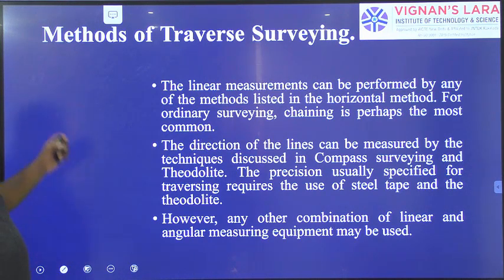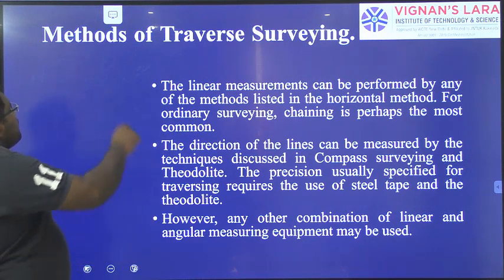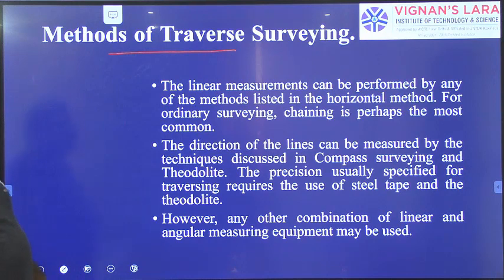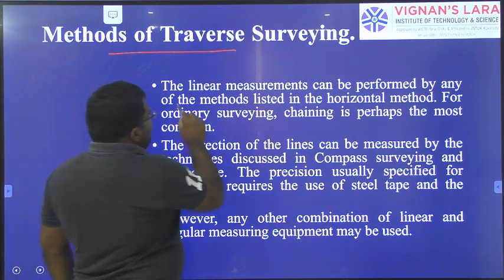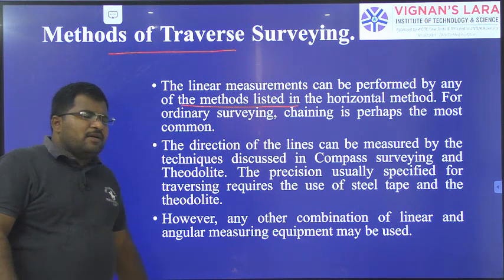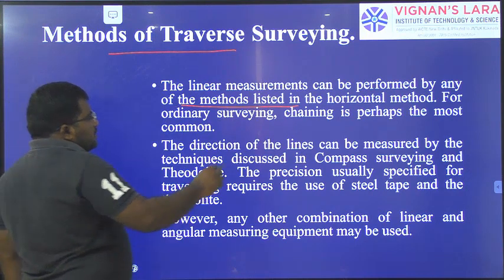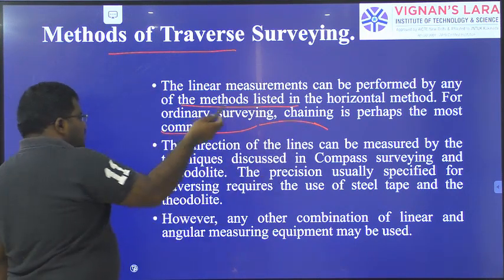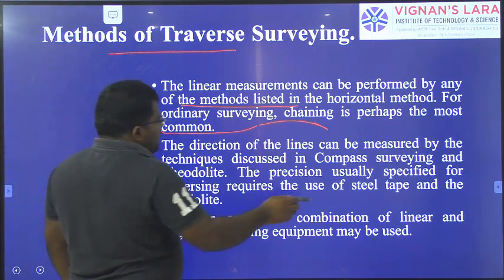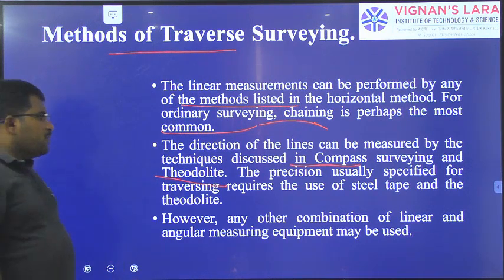Next topic in this class we are going to see is methods of traversing in surveying. Here the linear measurements can be performed by the methods listed in the horizontal method. In the horizontal method we are going to use chain or tape methods. Survey chaining is perhaps the most common. Normally we will use chain surveying, and the directions are measured with the help of compass surveying and a theodolite. Anything can be used.